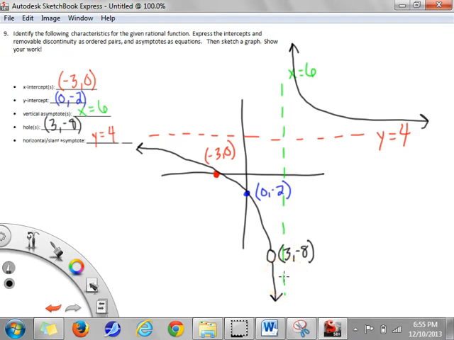Yeah, my graph does not look like that. A lot of people's graphs did not look like that.